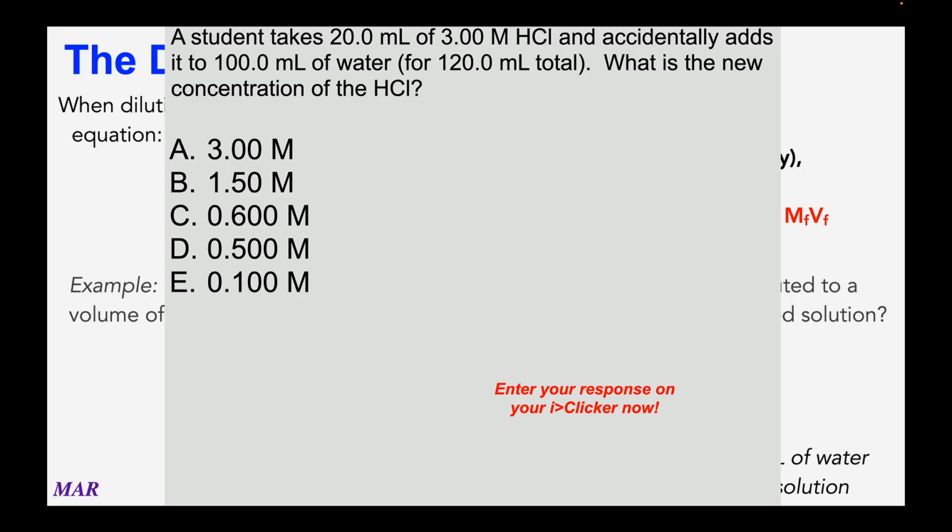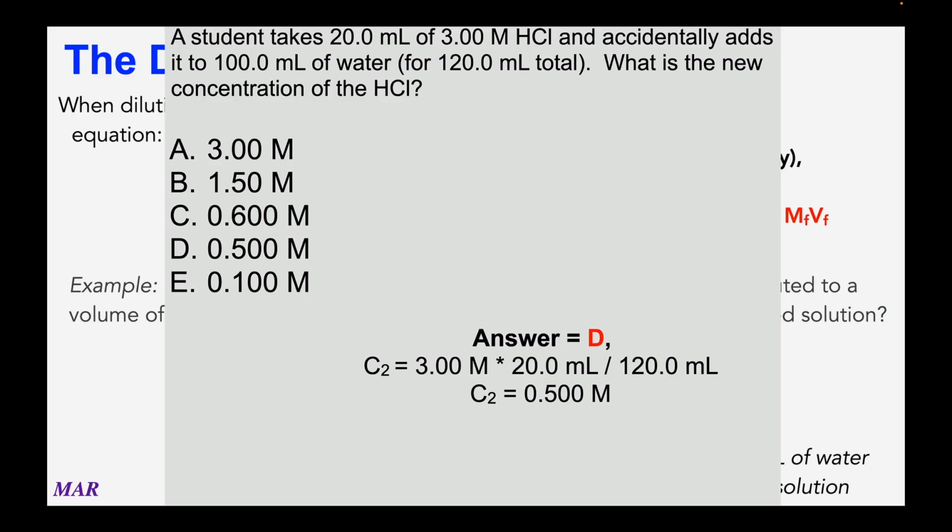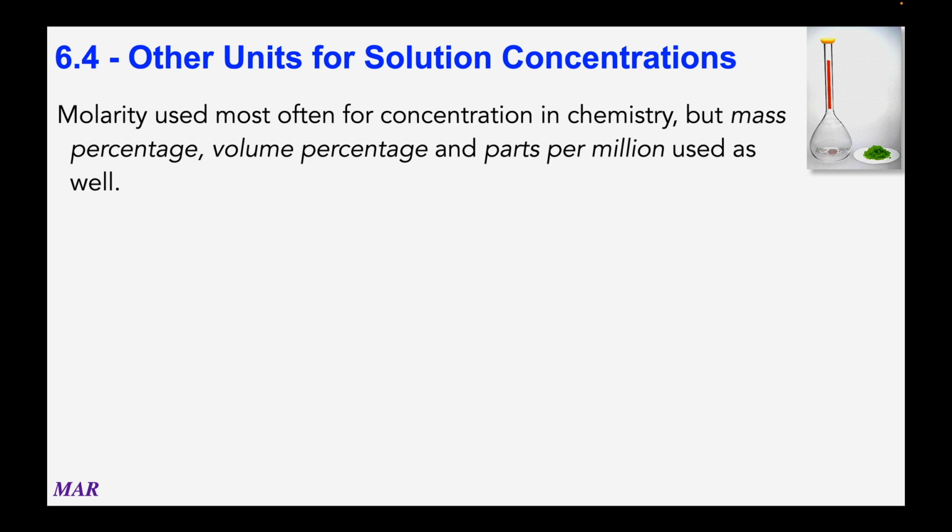Now, you could convert all of the volumes to liters, but as long as the volume units are the same, you can keep them in milliliters. So I'm going to use V1 as 20.0 milliliters and V2, the total volume, 120 milliliters. So it's going to be 3.00 times 20 divided by 120, and if you do that, you should get 0.500 moles per liter, answer D. So again, as long as the volume units are the same, you can keep them in milliliters. You don't have to go to liters. There's nothing wrong with going to liters, but why not make it easier on yourself and just keep it in the simplest unit possible? There are other units used for solution concentrations, and we'll talk about those later on.